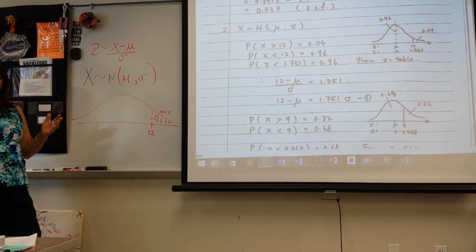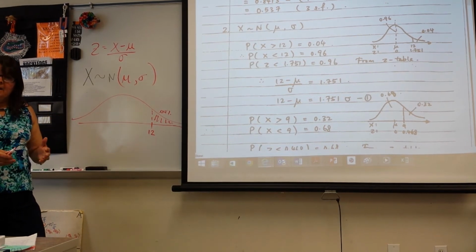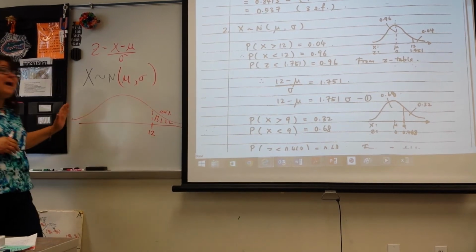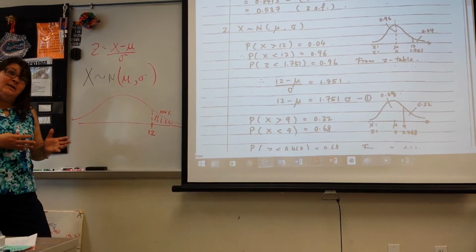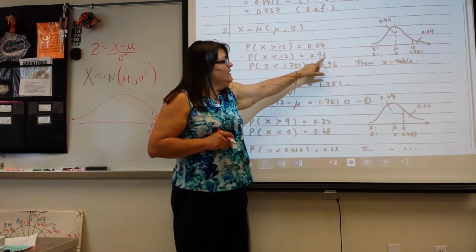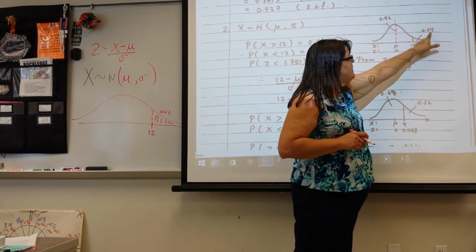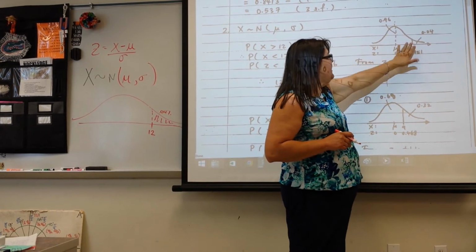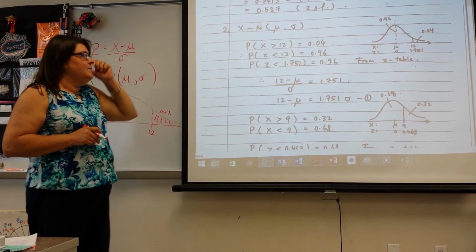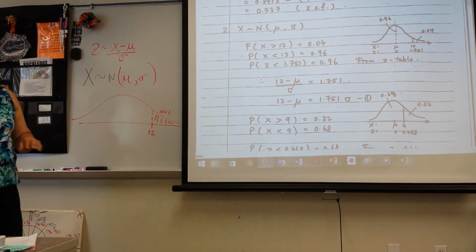Does that make sense? So I'm looking at, going backwards, right? From here backwards is the number that I need to look at, which is 0.96. So is everybody cool with that? So if I look at this, greater than 12, from here back is 0.96. Yes? Okay.